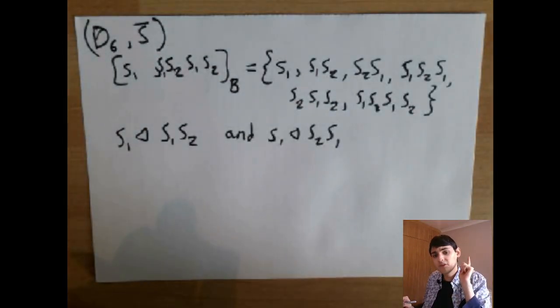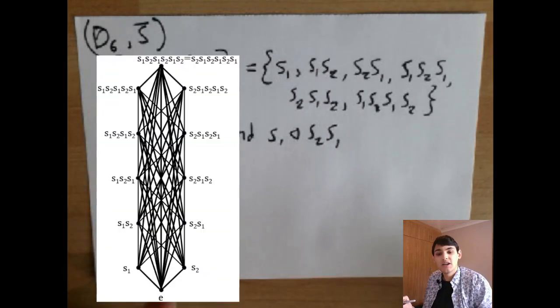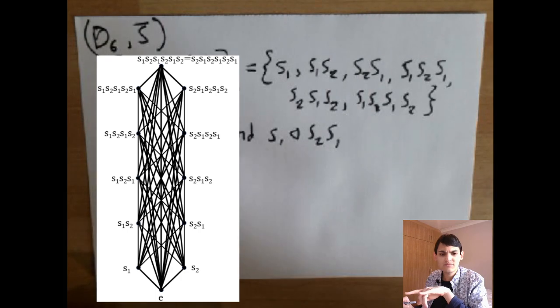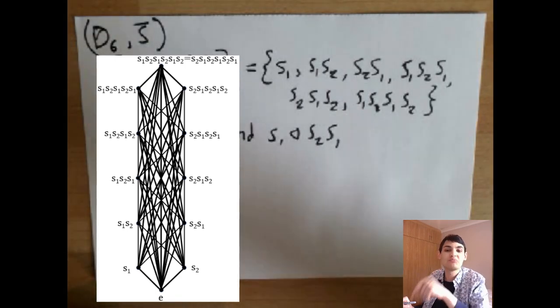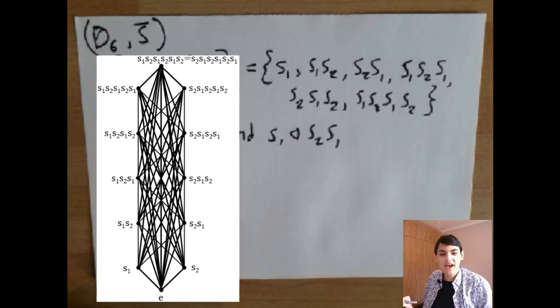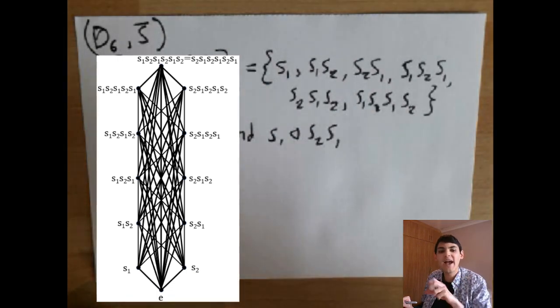I'm also just going to put up the Bruhat graph of D6, and what you can see here is all of the relations, all the elements that are related to each other in the Bruhat sense. So it's quite busy, admittedly, but it's nice to see where the connections are.